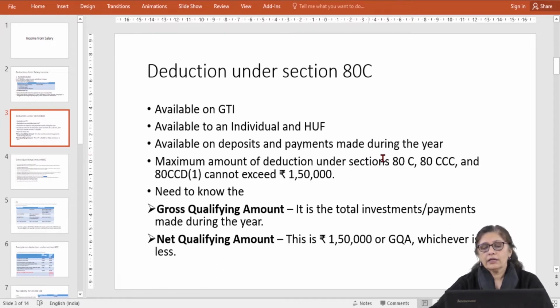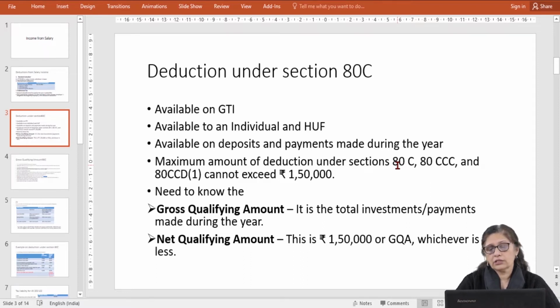However, 80C is clubbed with two more sections, 80CCC, which is pension fund, and 80CCD(1), which we have done in earlier lectures, the employee's own contribution to NPS. So together 80C, 80CCC and 80CCD(1) cannot be more than 1,50,000. So you just add up all the deductions. If the total happens to be more than 150, provide 150. If the total happens to be less than 150, then that is the amount of deduction that the assessee can claim.